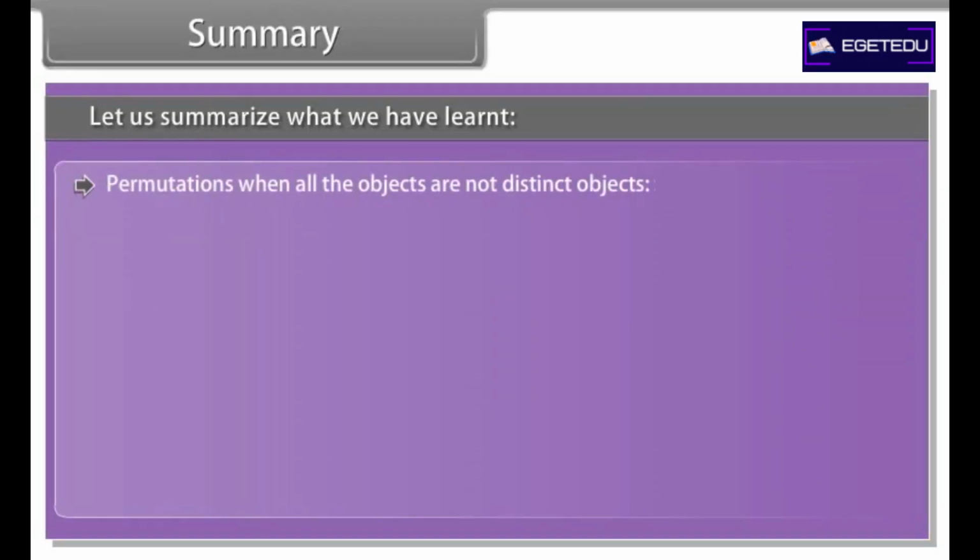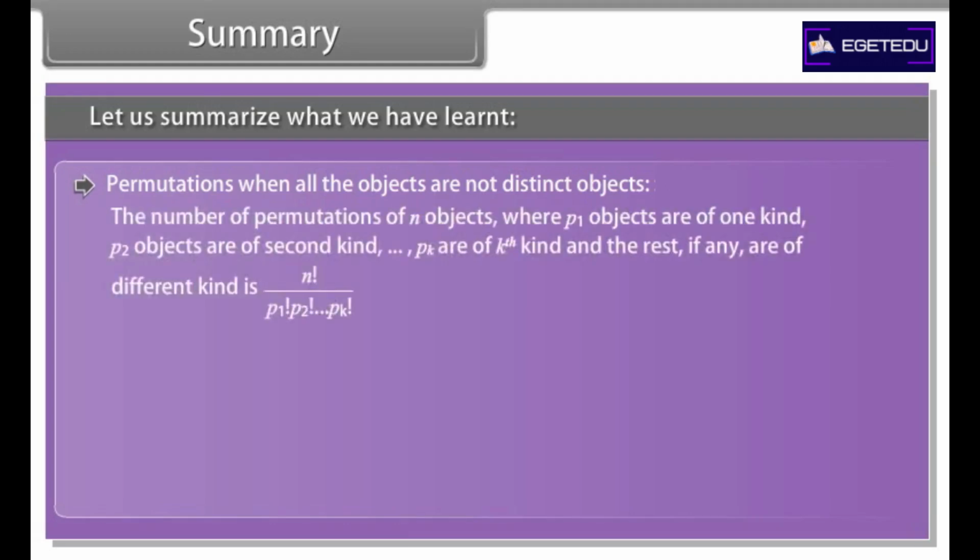Permutations when all the objects are not distinct objects. The number of permutations of n objects where p1 objects are of one kind, p2 objects are of second kind, pk are of the kth kind, and the rest, if any, are of different kind is n factorial divided by p1 factorial into p2 factorial up to pk factorial.